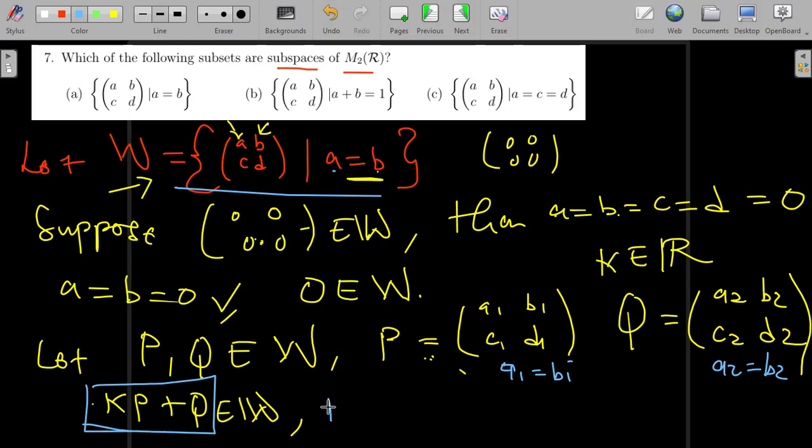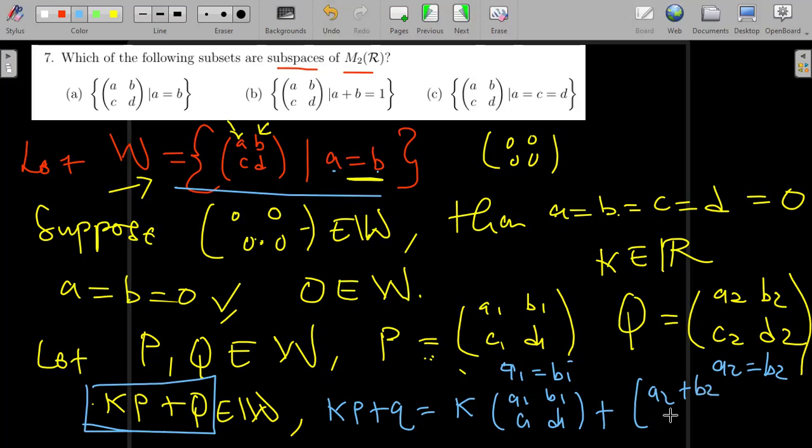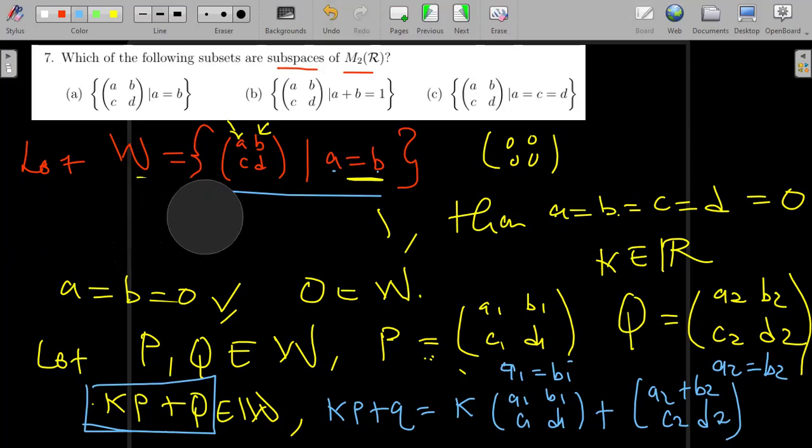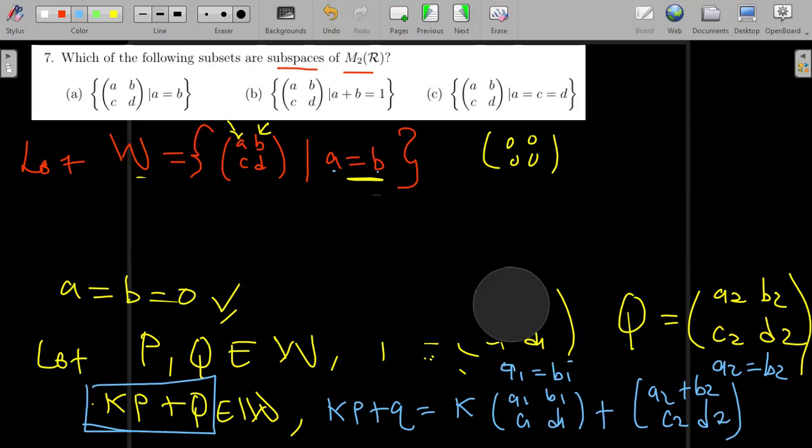We're going to say KP plus Q is equal to K times P, which is A1, B1, C1, D1, plus Q, which is A2, B2, C2, D2. So this is what we have. Let's check that one to see if it is a member of this set.